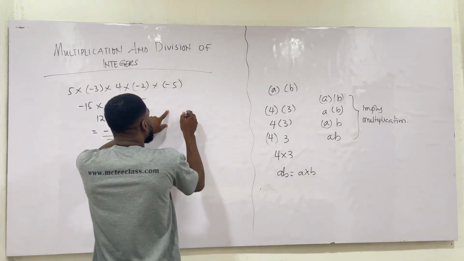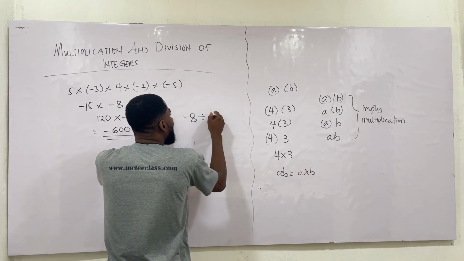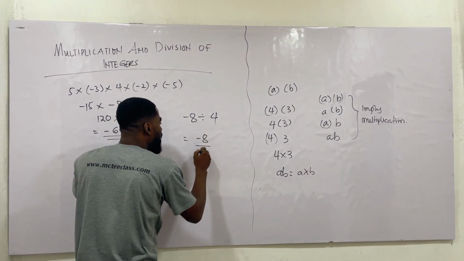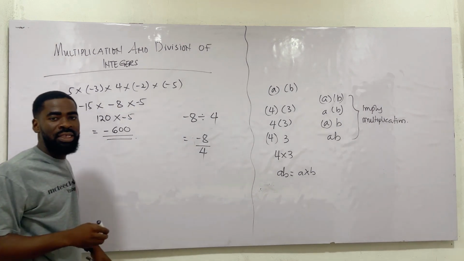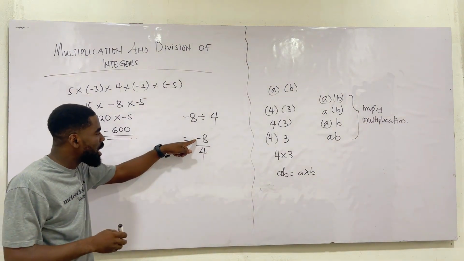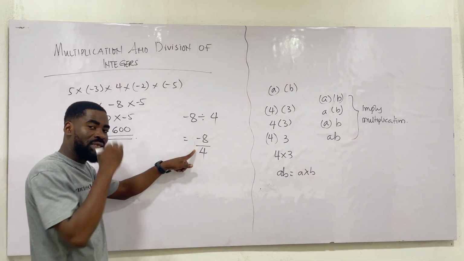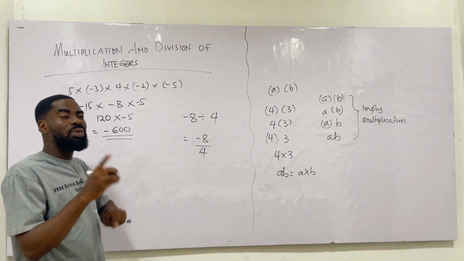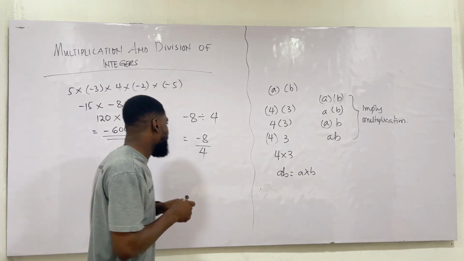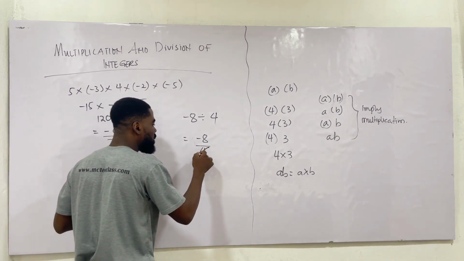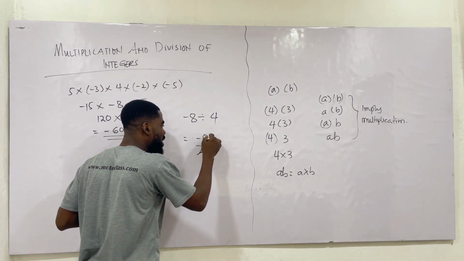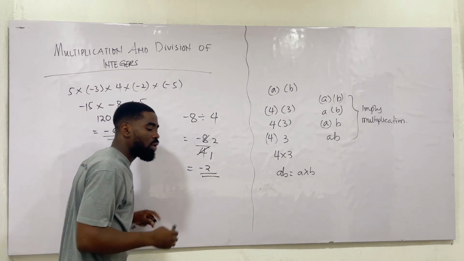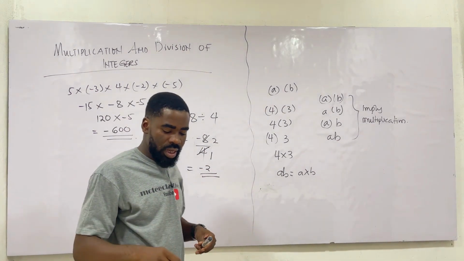Now let's do division. -8 divided by 4. It's just as writing -8 over 4. What is -8 over 4? We have a negative number dividing a positive number. Once again, the rule says that when a negative divides a positive, the answer should be a negative number. So this goes into itself once, and goes here twice. So our final answer becomes negative 2.